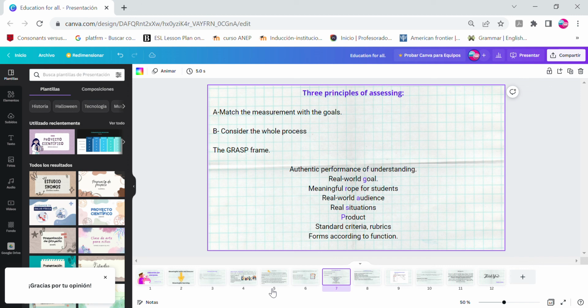And we can also take into consideration this GRASP frame, which is a kind of compound of all we have been talking about. The assessment should be oriented to real world goals and be attractive for students. They should be related to a real world audience and real situations. Rubrics and other standard criteria are very important, because, as we said from the beginning of this presentation, meaning is very important for our students, and should be present throughout all the process.